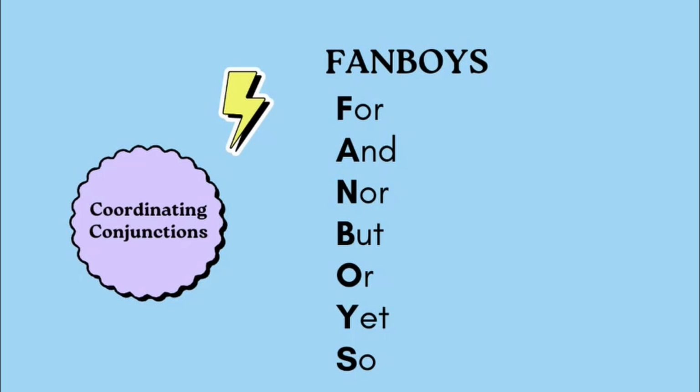Then two, and. And is used to add information, connecting similar or related ideas. For example, he likes to read and write. This means he enjoys both reading and writing.